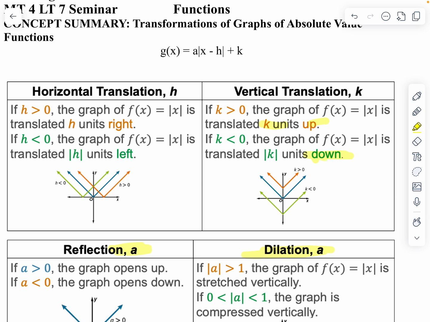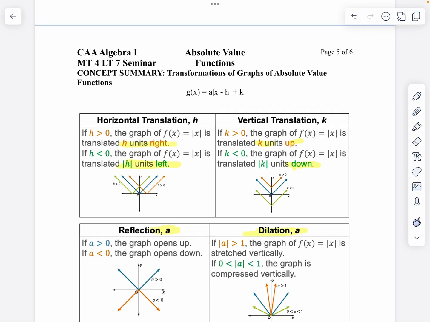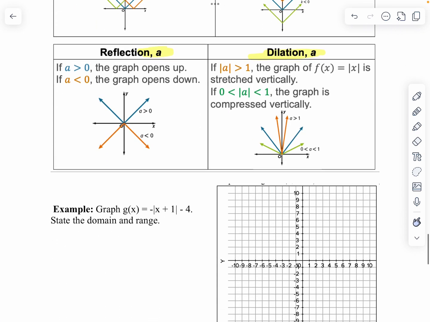If you're inside, if it's x minus h, so it's minus, we're going to go to the right. If it's plus, we're going to go to the left. That's everything that's going to be on your formula sheet. You have to understand how to do it.